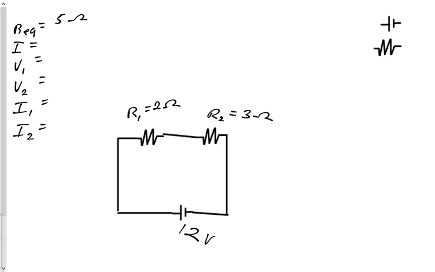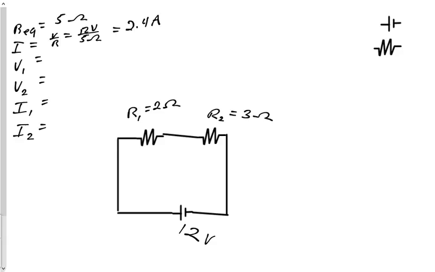Then the current total, well, we're going to say that V over R is equal to I. So that's going to be the 12 volts over the 5 ohms of resistance, which gives us 2.4, sorry about the writing, 2.4 amps across the battery. 2.4 amps total across the battery and the circuit as a whole.